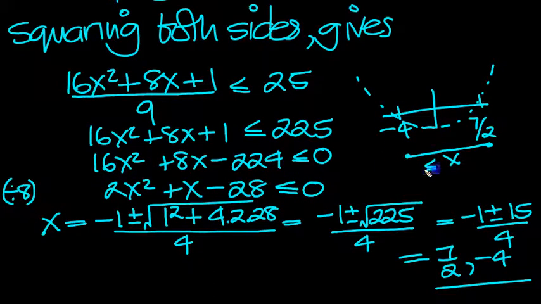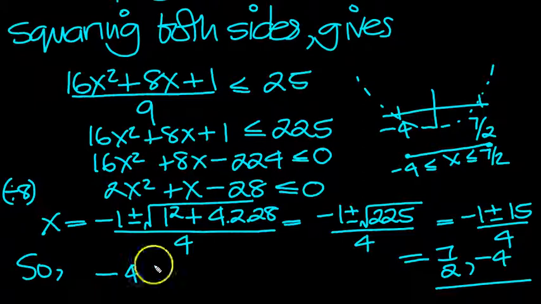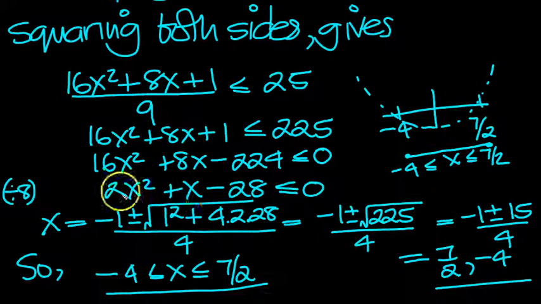So x can go down to and equal minus 4, and it can go up to and equal 7 over 2. So let's write that down in conclusion. Minus 4 is less than or equal to x, is less than or equal to 7 over 2. So it looks like we could have factorized this here with a 7 and an 8. No. Or possibly we could have factorized it if we'd spotted something. 7 and a 4.